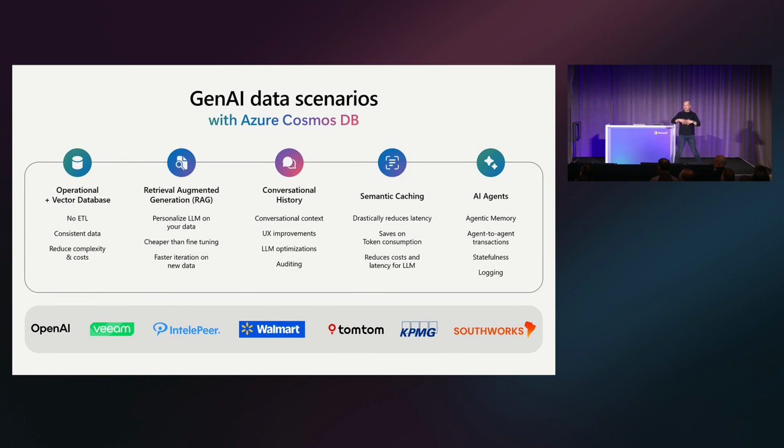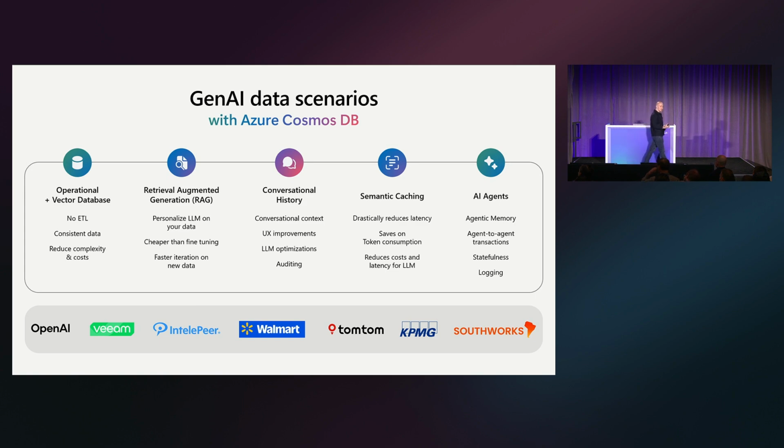And this unlocks a whole host of scenarios, right? So starting from the left, you're able to keep your operational and vector data all in one place. So your memories, your back and forths between your agent and your user, or two agents, or agents and a tool, or an MCP server, this data can be stored in Cosmos DB without the need to ETL it to a search engine or a specialized vector database.